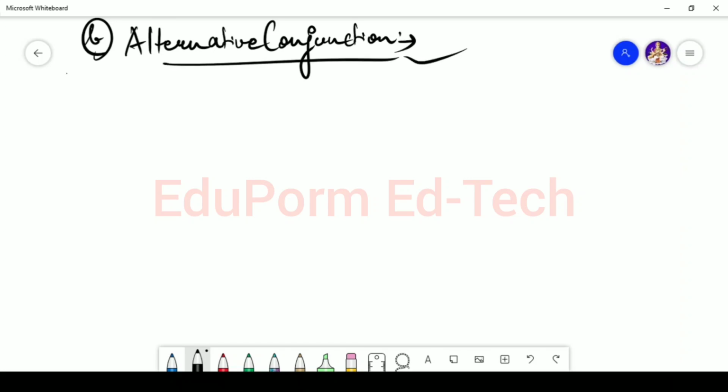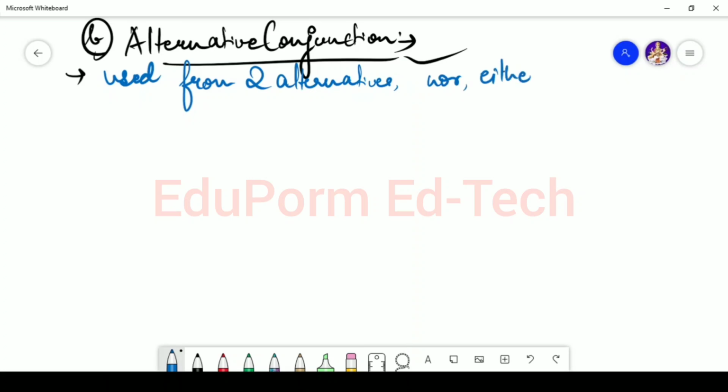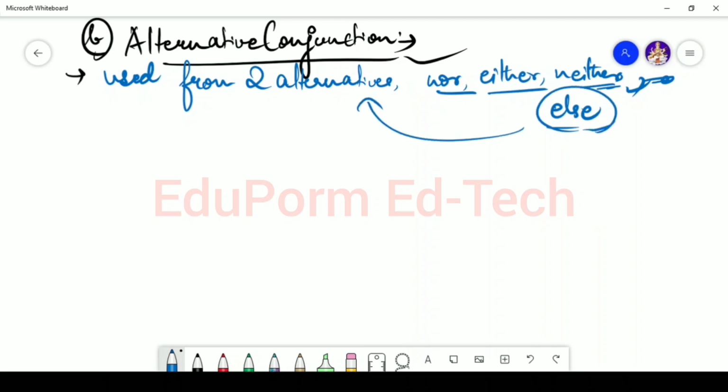Okay, alternative conjunction. Now what are alternative conjunctions? These are conjunctions which are used with alternates, used to choose from two alternatives, such as nor, either, neither, or else. These are those conjunctions which are used for two alternatives.